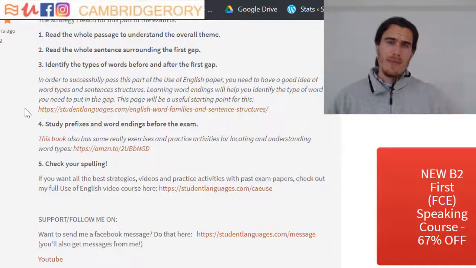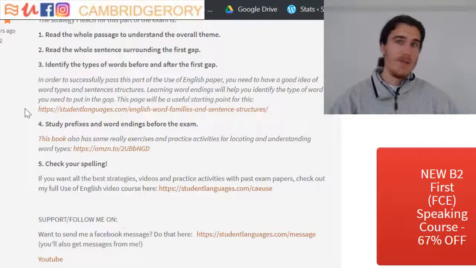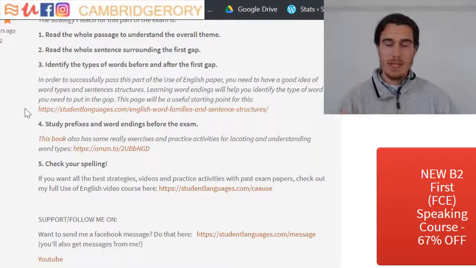Okay, and the 5th and final step of this strategy is to check your spelling. After you've finished all of the answers, go back and make sure you have checked your spelling and that, for example, you've written a double letter if you need a double letter.